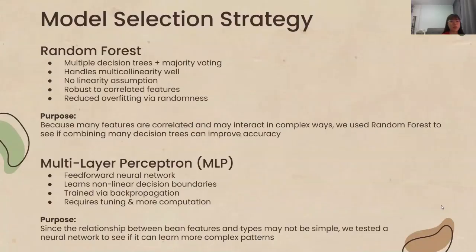After that, we move on to the random forest. For our exploratory analysis, we observe that many features are highly correlated. Random forest is suitable here because it can handle correlated features well and does not assume linear relationships. By combining multiple decision trees, it can capture more complex patterns and potentially improve accuracy. Finally, we tested a multi-layer perceptron, which is a neural network model. Since the relationship between bean features and bean type may not be simple, we wanted to see if the neural network can learn deeper and more complex patterns that simpler models might miss. This allows us to compare traditional machine learning methods with a higher capacity model.